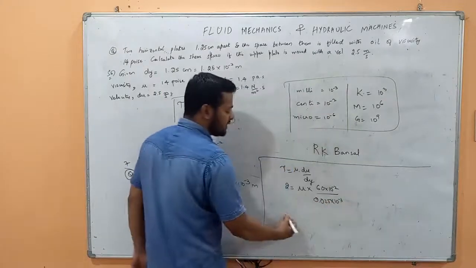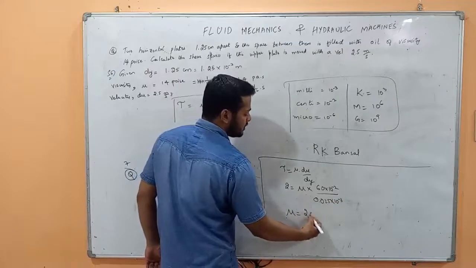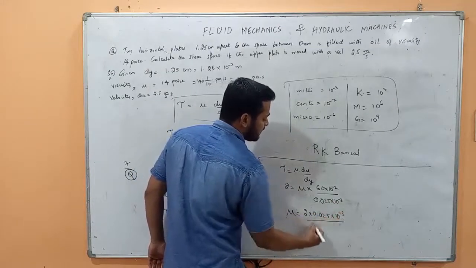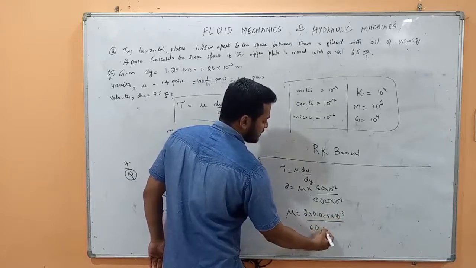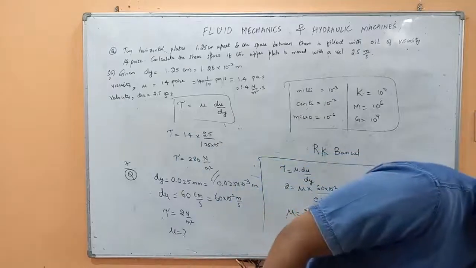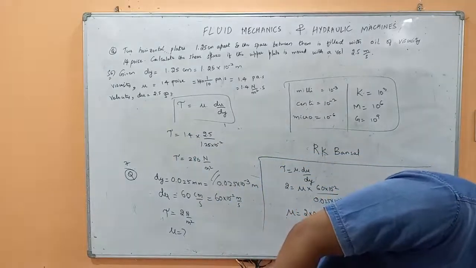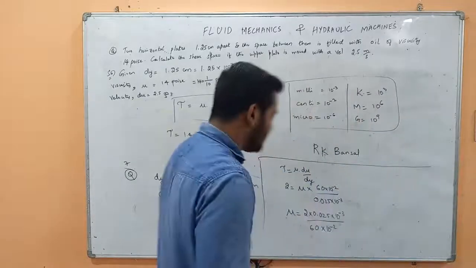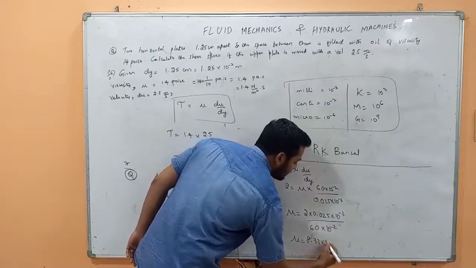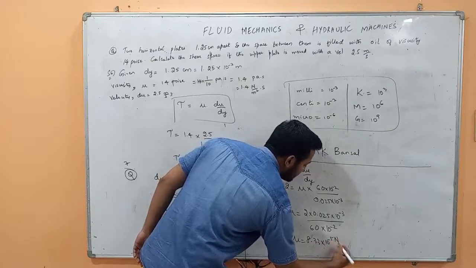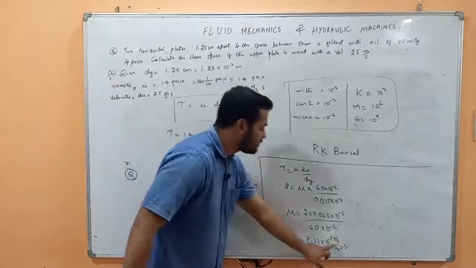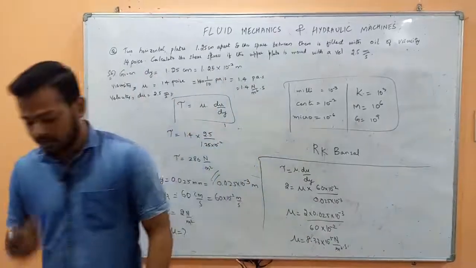From this you will get the value of mu, that is 2 into 0.025 into 10 power minus 3 divided by 60 into 10 power minus 2. You can solve this in the calculator, and this is coming out to be 8.33 into 10 power minus 5. So mu value is 8.33 into 10 power minus 5. The unit is Newton per meter square into second.